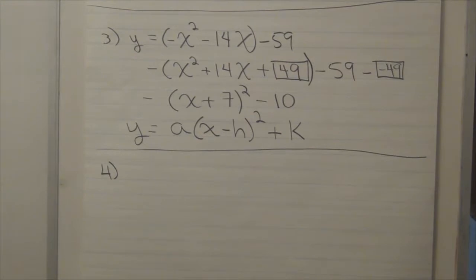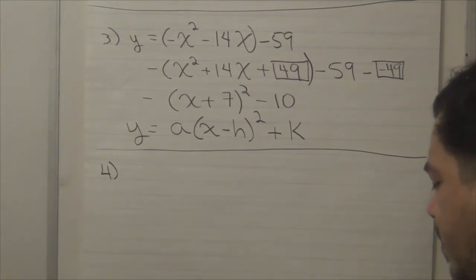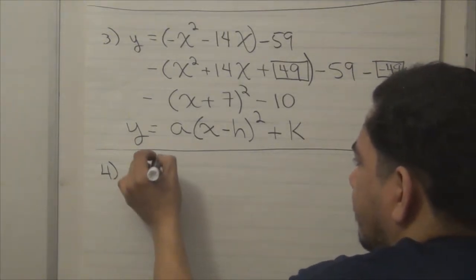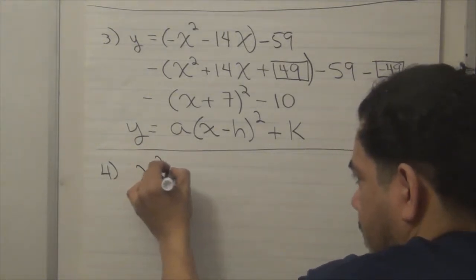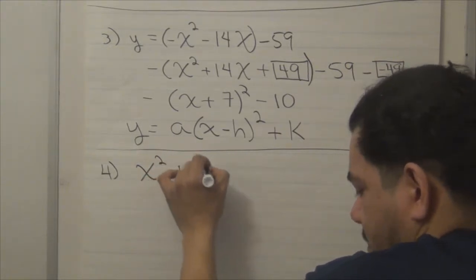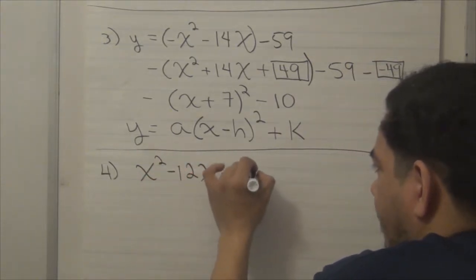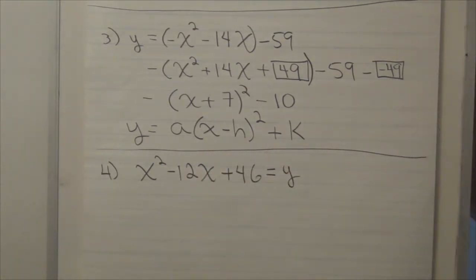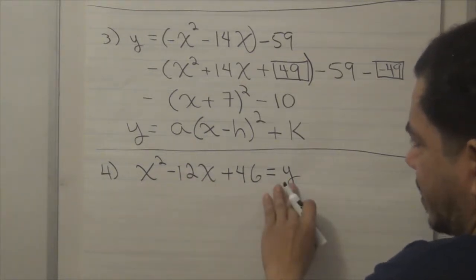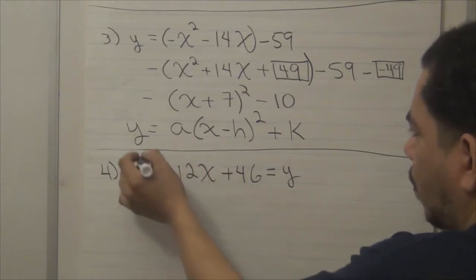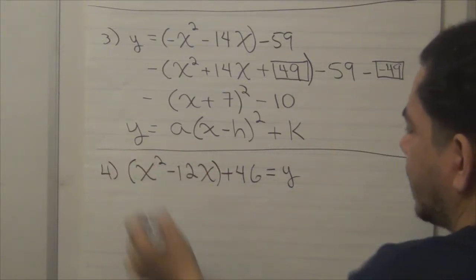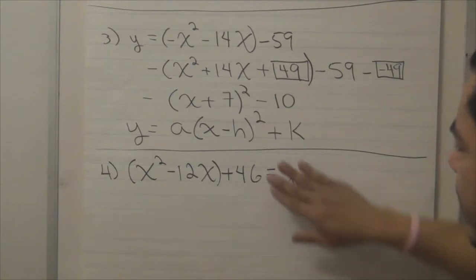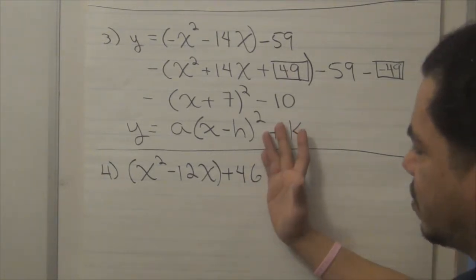Let's see if I can fit number 4 in there. I'm not sure. Alright, so I have x squared minus 12x plus 46 equaling y. Let's see if we got the hang of this. So the first thing is to separate these terms, right? So I'm going to do it right away. Now, I'm going to forget about the y, and just concentrate on the terms.